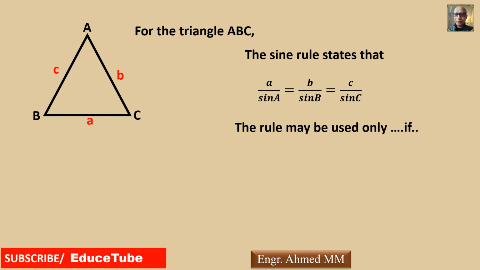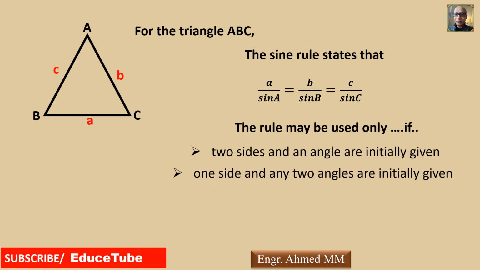But there is a constraint, because this rule may be used only if two things are given. What are those two things? Two sides and an angle are given, or one side and any two angles are initially given. Then we can solve the triangle. So let's see an example in the next slide.